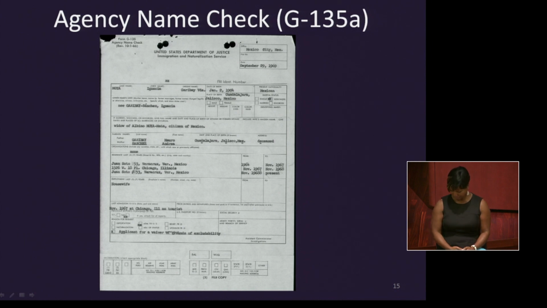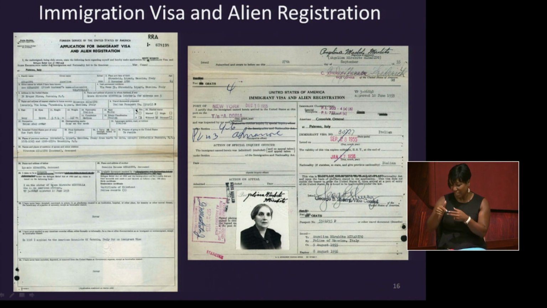Another form that shows up is the immigration visa and alien registration. This is a kind of later version of the alien registration form that was used in 1940. It combines the visa application process and the alien registration process into one form. Again, a lot of the good basics about the individual, information about the family. You can see here you gain a photo, and that can be extremely exciting. Being able to put that face to the name can really make a difference when you're doing your genealogy research.